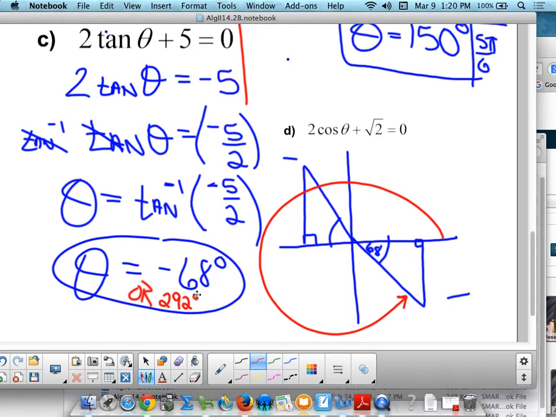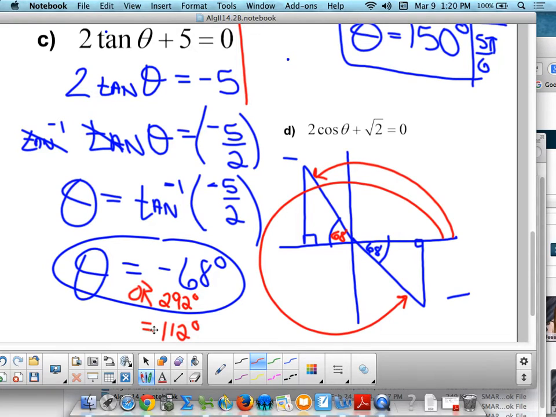There's another answer though. It's in quadrant 2. 4 and 2 are negative for tangent. Okay, so put the 68 here. Tell me this one. 180 minus the 68. 112. Okay, so the other answer is 112.